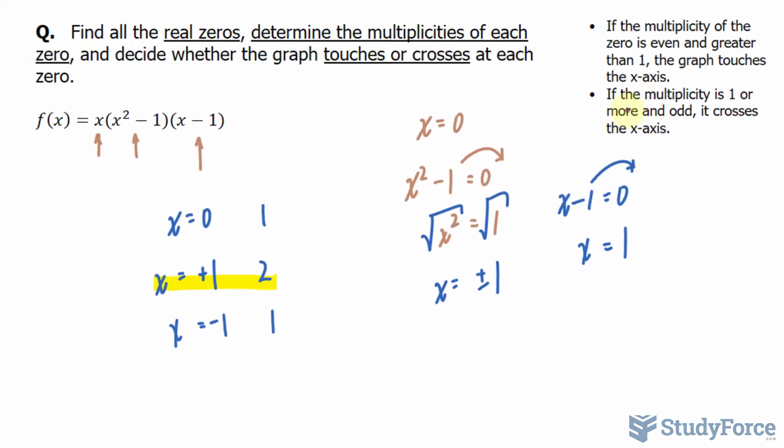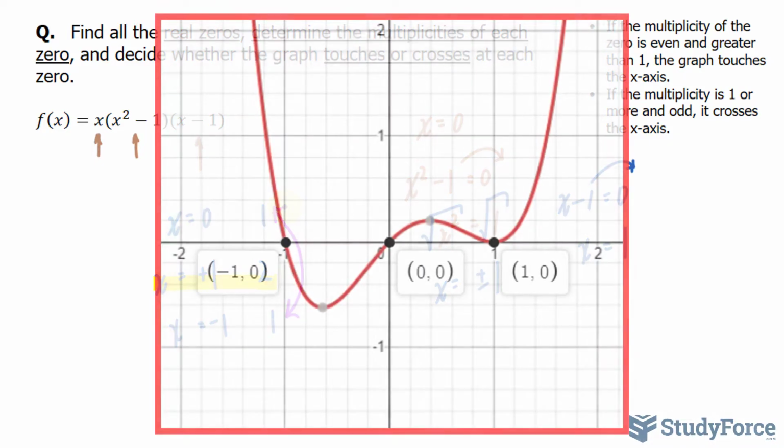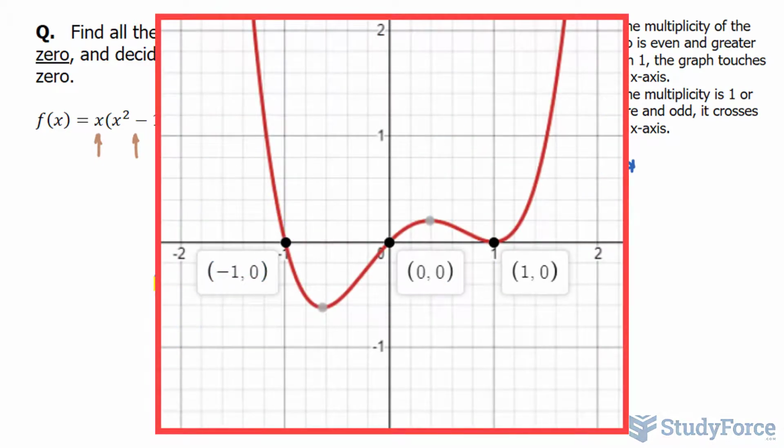The second feature is that if the multiplicity is 1 or more and odd, so that means these two, they're 1, they're also odd, then it crosses the x-axis. So to summarize, the graph must cross the x-axis when x is equal to 0 and when x is equal to negative 1, and must touch the x-axis at x is equal to positive 1. An illustration of the actual graph for this function is shown on your screen.